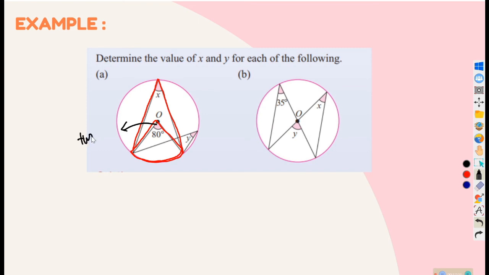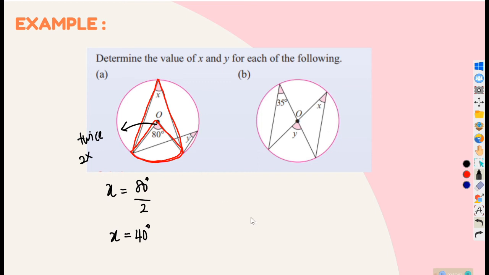twice. So means that 2 times. So how to get x here? x is equal to 80 degree over 2. So x is equal to 40 degree. Now how to get y here?